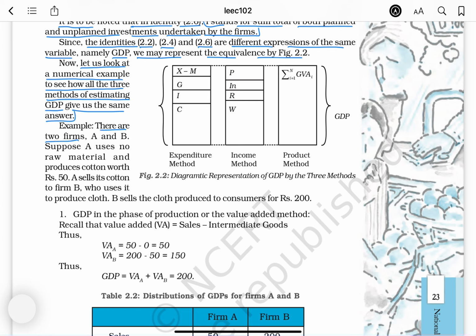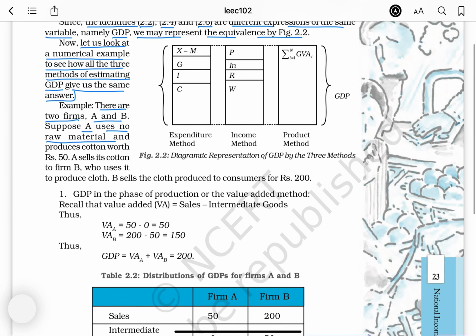Example: there are two firms, A and B. Suppose A uses no raw material and produces cotton worth 50 rupees. A sells the cotton to firm B, who uses it to produce cloth. B sells the cloth produced to consumers for 200 rupees.